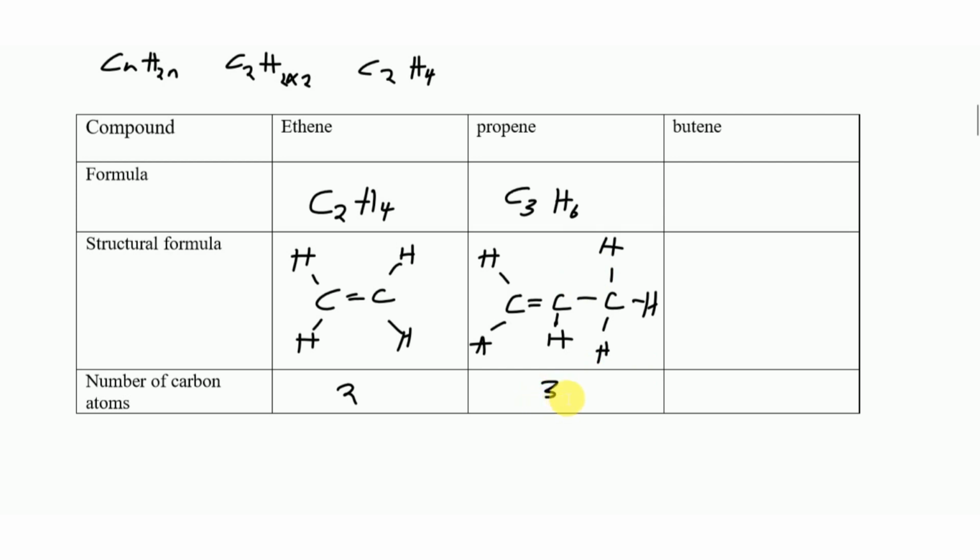Let us go to butene. The formula there is C4H6. And drawing the structural formula, we know that it has 4 carbon atoms, so we're going to do that. And we know that the first carbon atom is going to have a double bond there.